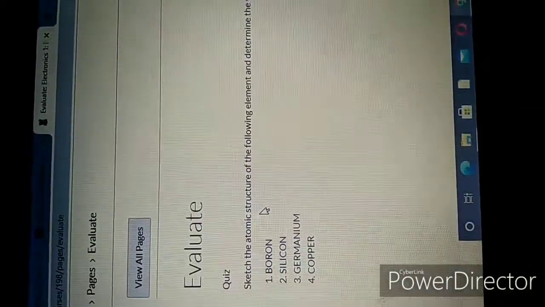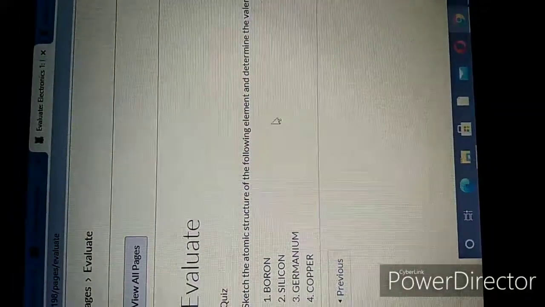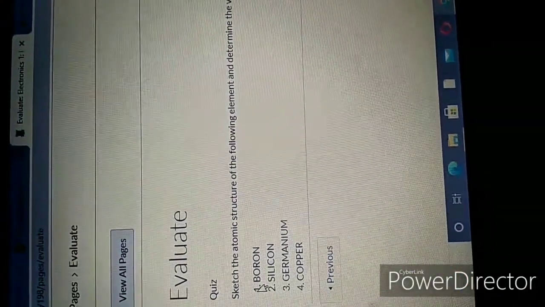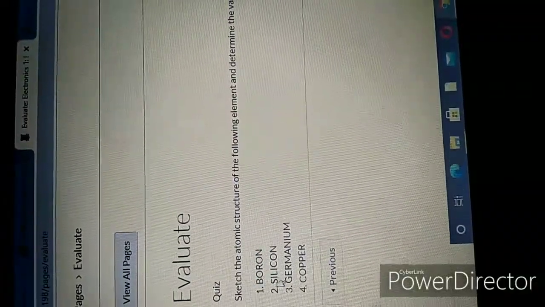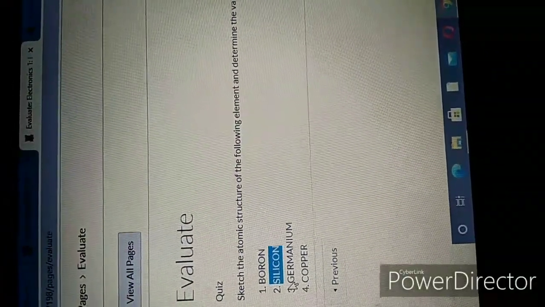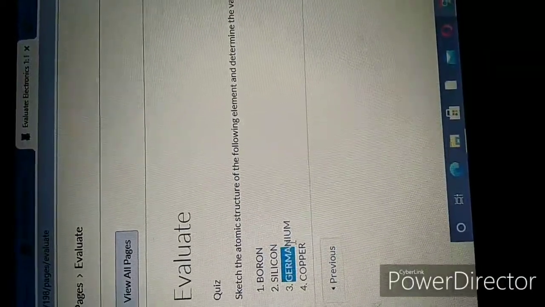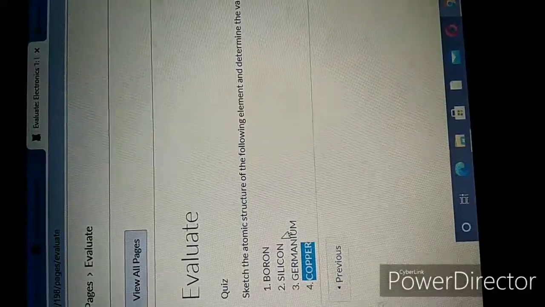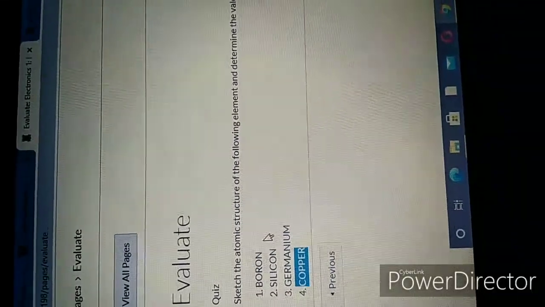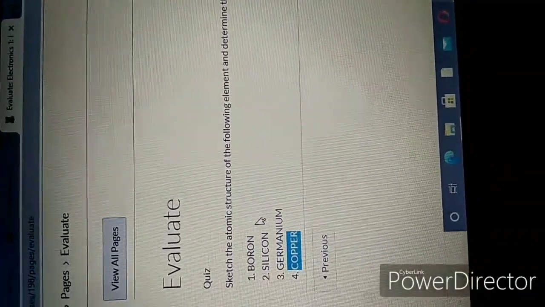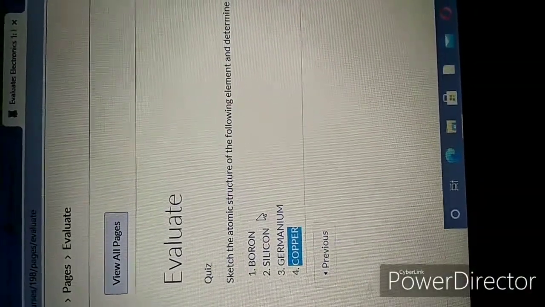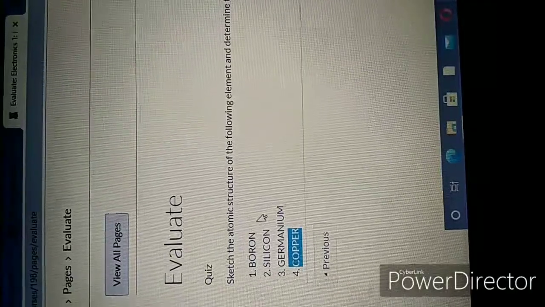But you can do it. Sketch the atomic structure of the following elements and determine the valence electrons and the type of material. These are boron, silicon, germanium, and this one. Just answer this on a short bond paper and then scan it.